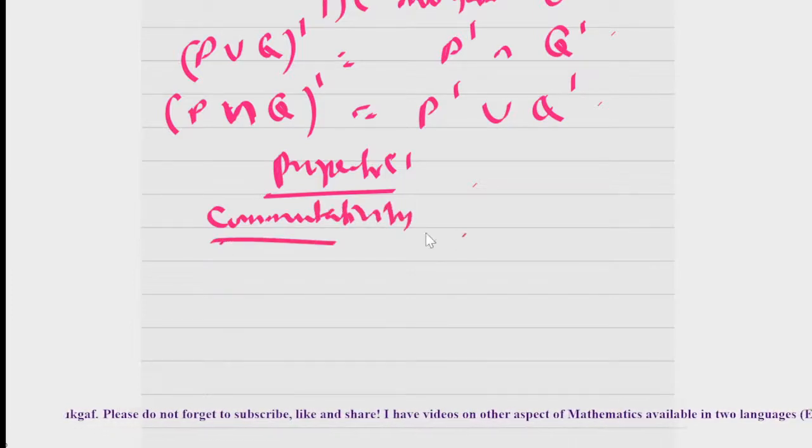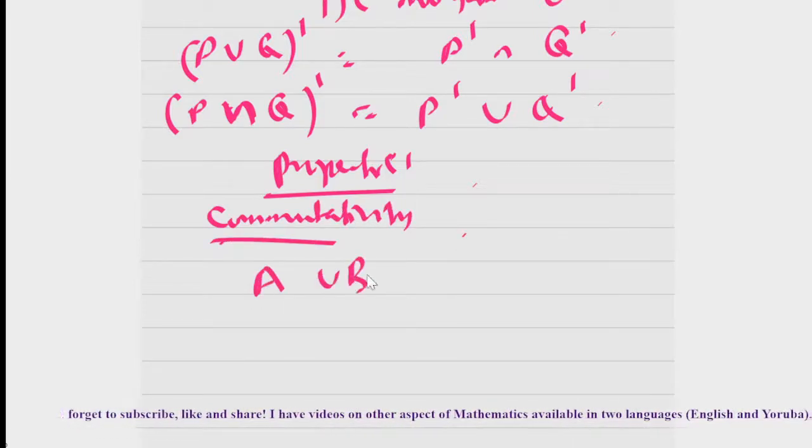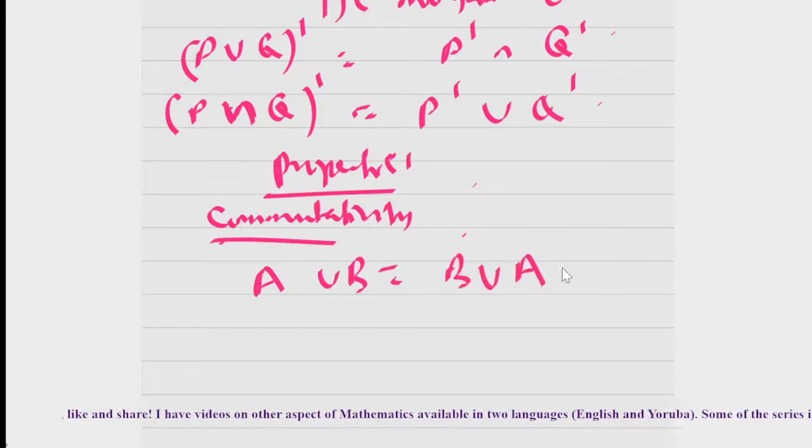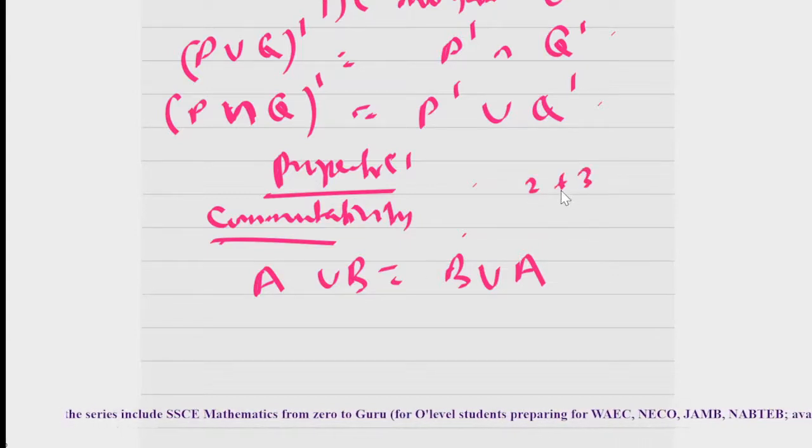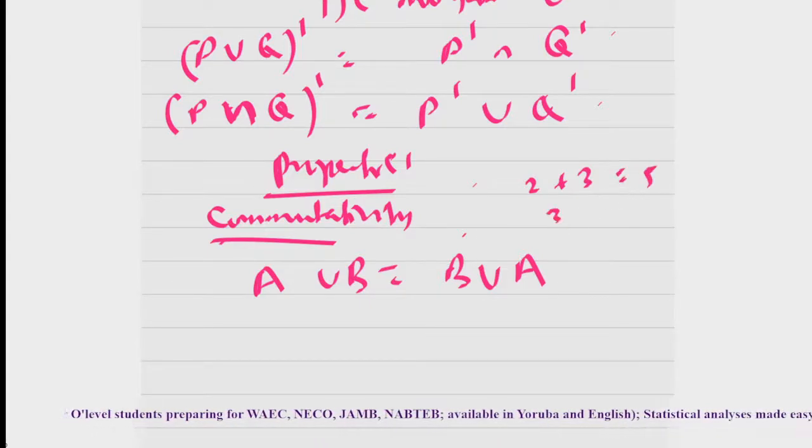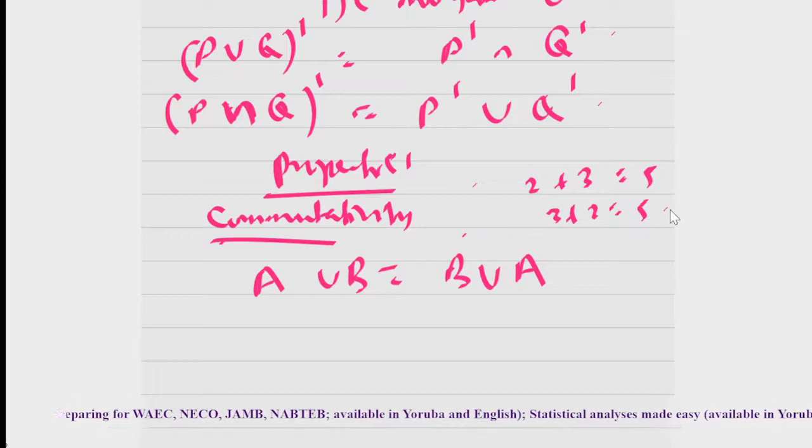Commutativity says that A union B is also the same thing as B union A. I hope you know the meaning of commutative. That is when you change the order of the elements and what you have is the same, because union is also an operator. For example, addition is an operator and addition is commutative, because 2 plus 3 is 5. It's also the same thing as 3 plus 2, which is also 5. So union is the same thing as plus here.